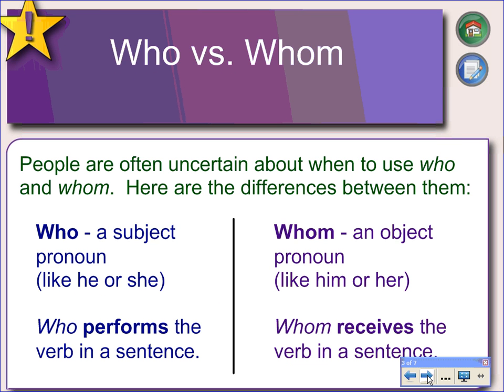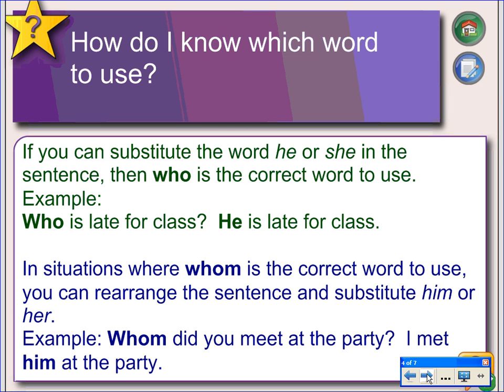So first of all, here's the difference between who and whom. So who is a subject pronoun. Who does the verb in the sentence, like he or she. Whom, on the other hand, is an object pronoun, which means that whom receives the verb of the sentence. This is like the pronoun him or her. So let's look at some examples.